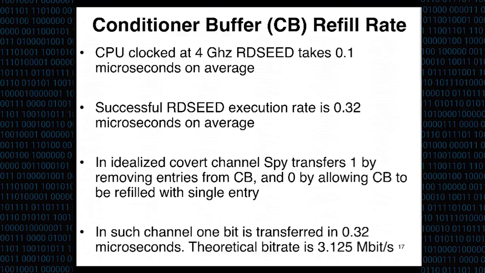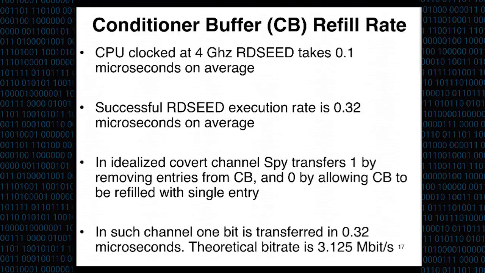Now, when we talk about capacities of covert channels, we have to distinguish two things. First is, what is the actual media capacity, the capacity of the unit itself? Okay, that's one thing. And the other thing is, what is the capacity of the practical channel, where we take into account synchronization, error correction and whatnot. Okay, so that will be much lower. But for the unit itself, for a CPU clock at 4 gigahertz, an RDC instruction takes about 0.1 microsecond on average. Now in the experiment that we did, we executed a whole bunch of RDC instructions and counted how many successful instructions we can execute, right? The ones that failed, we just discarded. And it turns out that the successful execution rate is about 0.32 microseconds on average.